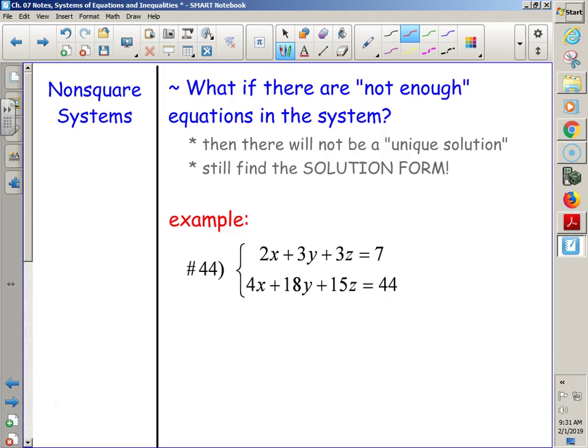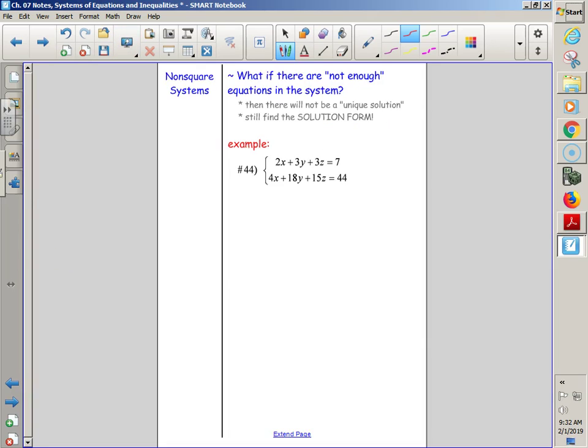So how on earth am I going to tell you guys to solve number 44 if there are 2 equations with 3 unknowns? Follow the system. What's the system tell you to do? Eliminate x. We're going to start there. Nothing changes yet. Eliminate x.